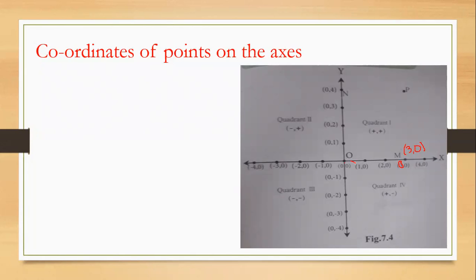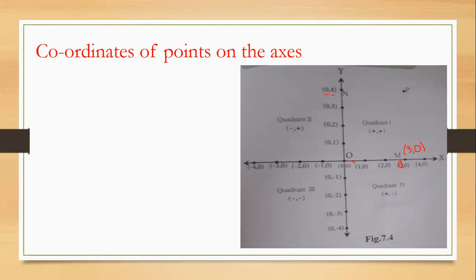Now let us consider one more point here, point N. It is on which axis? It is on y-axis. Can you see? Now, what is the y coordinate of this point? It is 4. But first we will write the x coordinate. Now here, since the point is on the y-axis, the x coordinate is 0. Okay? And the y coordinate is 4.